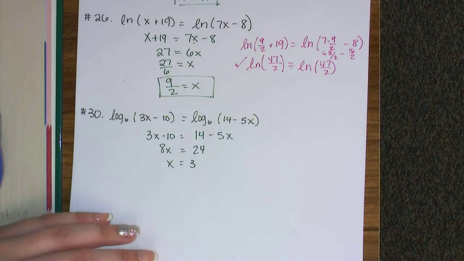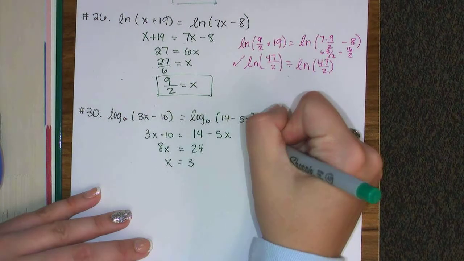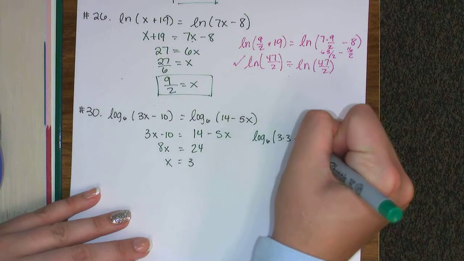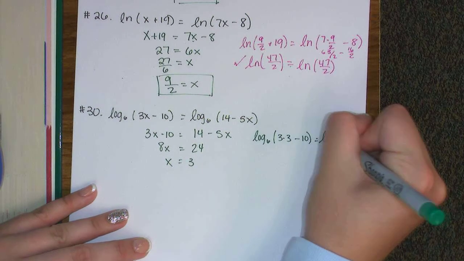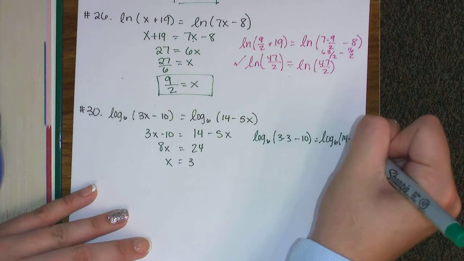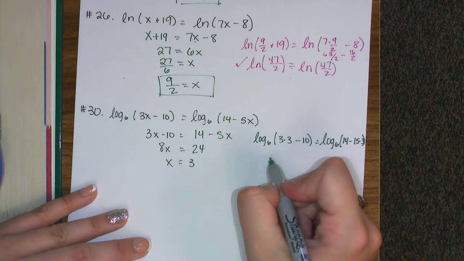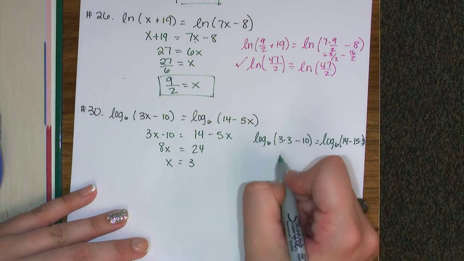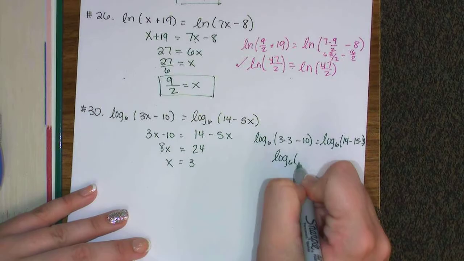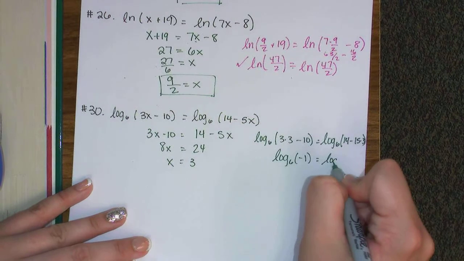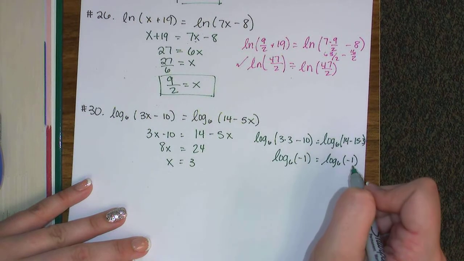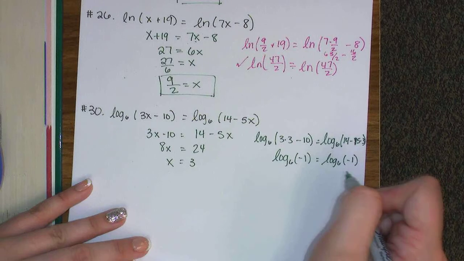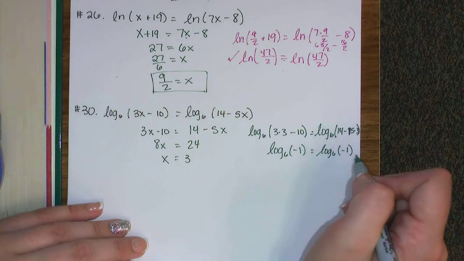So now let's check it and see what happens. So log base 6 of 3 times 3 minus 10 is equal to log base 6 of 14 minus 5 times 3. Well, in this case, I get 9 minus 10, which is log base 6 of negative 1, is equal to log base 6 of negative 1. It's supposed to be a 5 times 3. There we go. Now, those are the same.